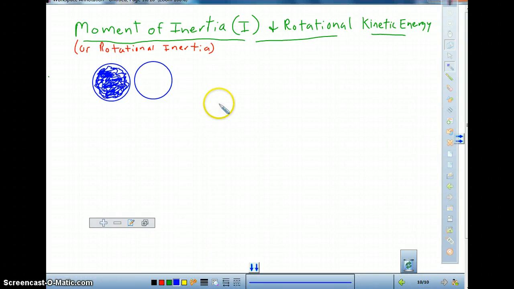All right, we're going to discuss some information in section 9.4 of your books. First, looking at what we call moment of inertia. Not just regular inertia, but moment of inertia, sometimes also called rotational inertia, symbol uppercase I. Now, here's how this number differs from linear inertia.